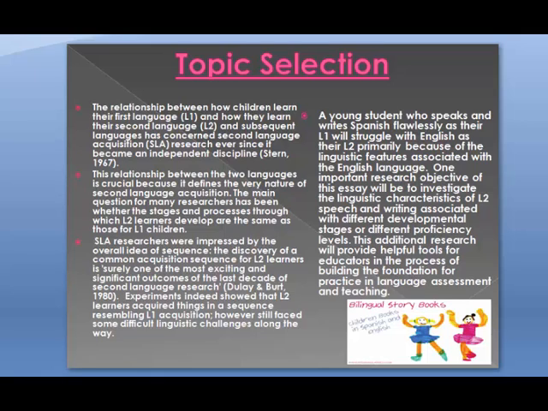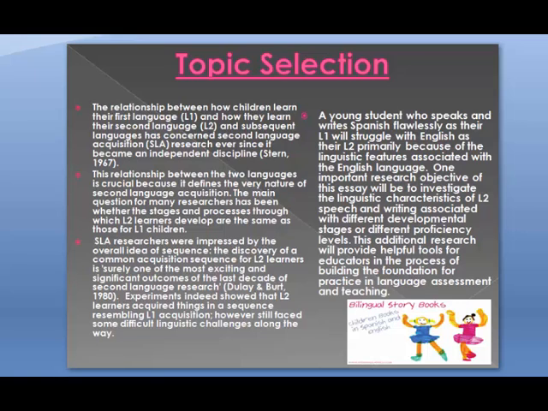Topic selection. The relationship between how children learn their first language, L1, and how they learn their second language, L2, in subsequent languages has concerned language acquisition, SLA, research ever since it became an independent discipline. This relationship between the two languages is crucial because it defines the very nature of second language acquisition. The main question for many researchers has been whether the stages and processes through which L2 learners develop are the same as those for L1 children.